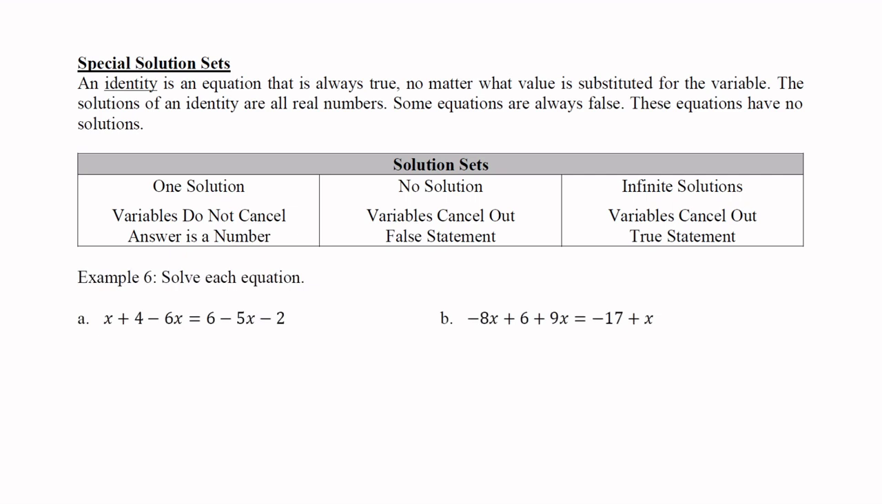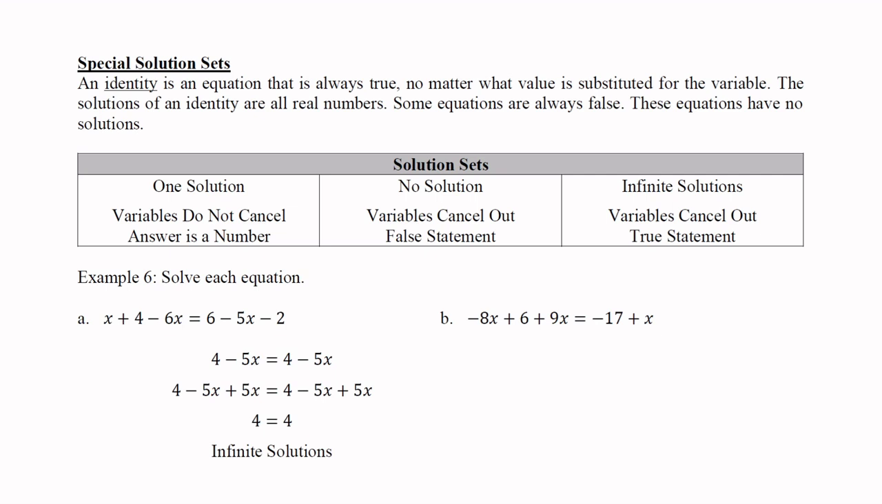So let's take a look at an example of no solution and infinite solution, starting with A. We're going to solve this as we've always done, first by combining our like terms on the left and the right side. So that gives us 4 minus 5x equals 4 minus 5x. Well, you can already tell that we have a true statement, but let's go ahead and cancel out the variables by adding 5x to each side, and that leaves us with 4 equals 4.